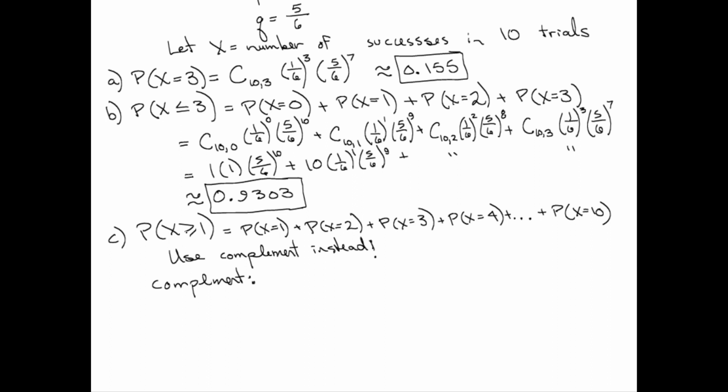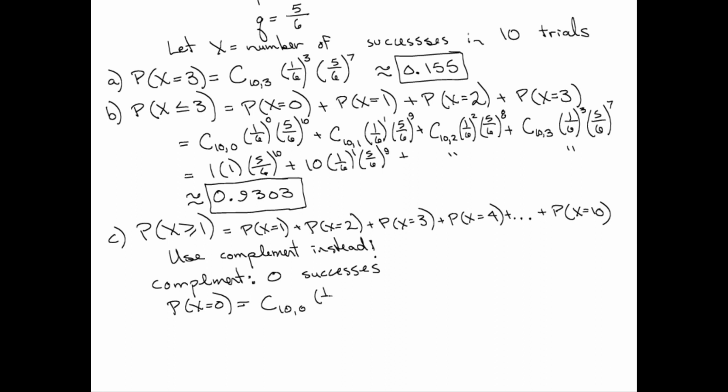Our event will be at least one success. So what's our complement? 0 successes. That's going to only be one formula to calculate. So the probability of x equals 0. Okay, so we do combination 10, 0. So we have 10 trials. We're going to choose 0 to be successful.